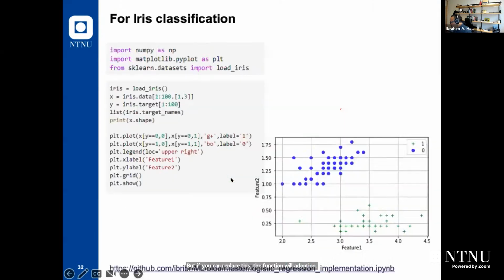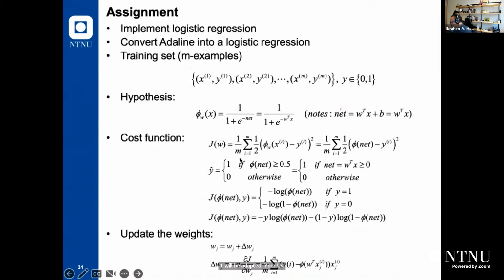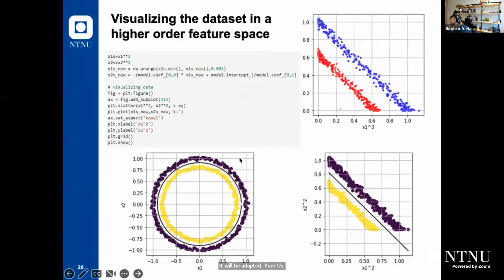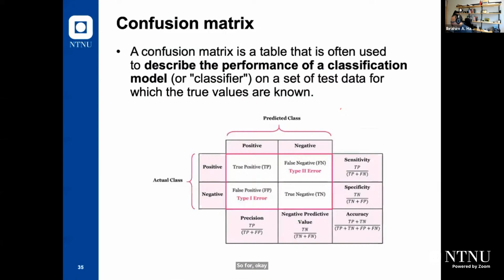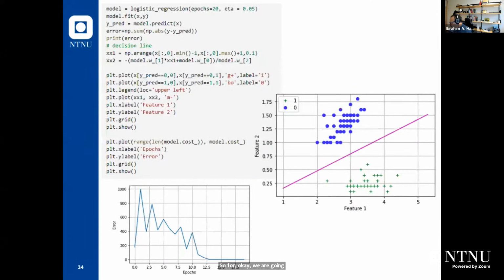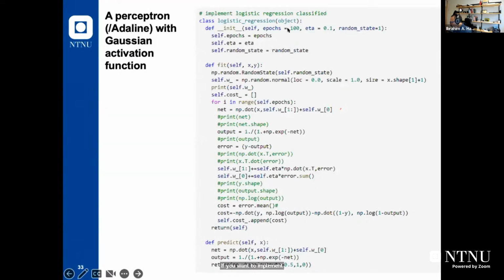But we can just skip that part. So, okay, we are going backward. Now we need to talk about, so we used it for classification, and this is the example we have from last time, if you want to implement it. Because here we defined logistic regression.